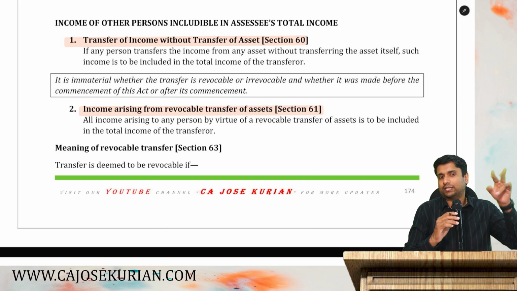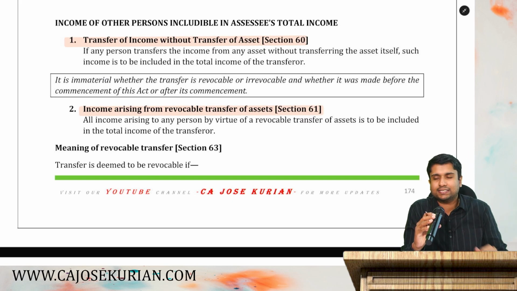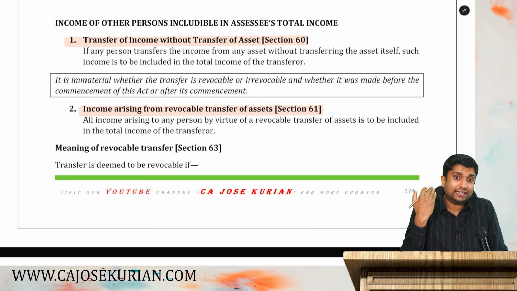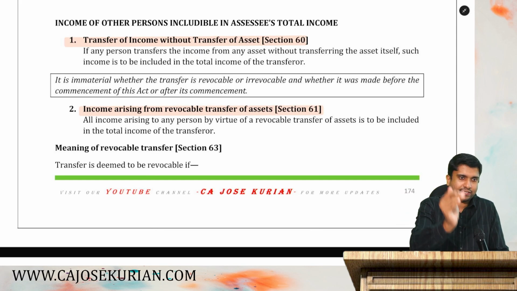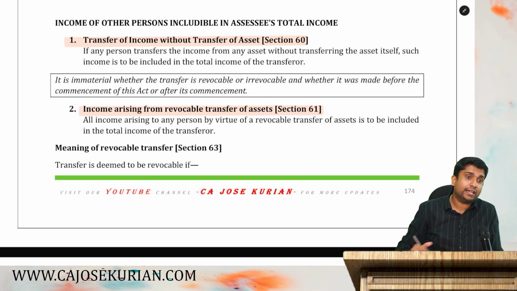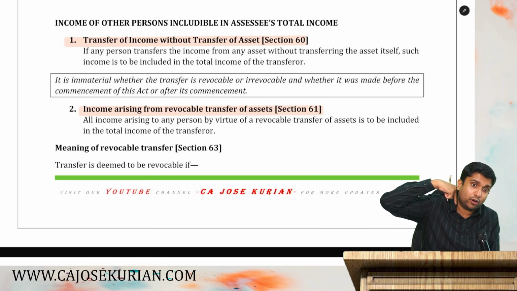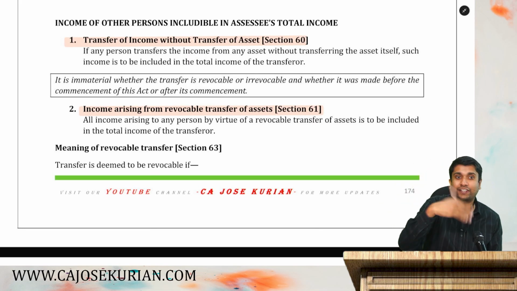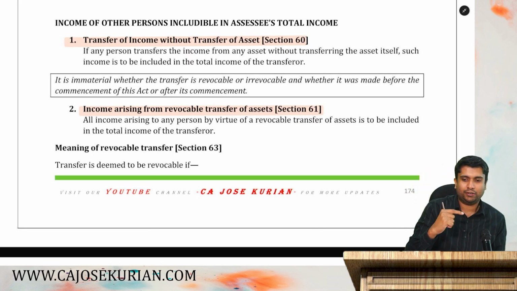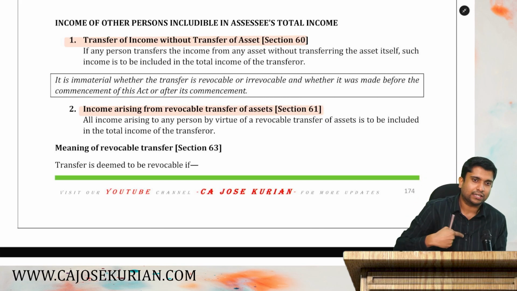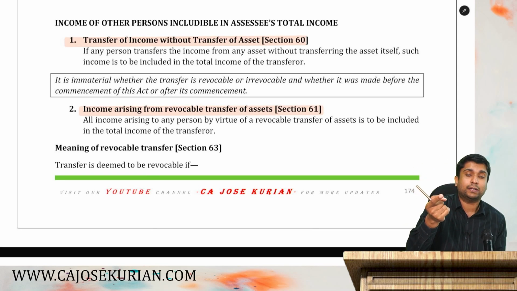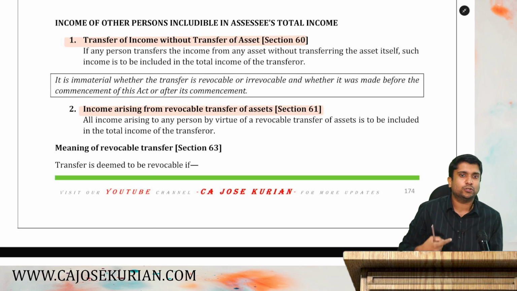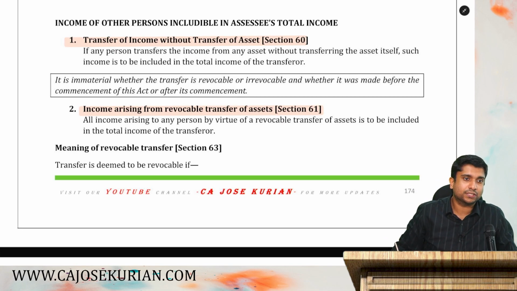So we have discussed two sections, section 60 and 61. What was section 60? Clubbing of income where there is no transfer of asset, only transfer of income. Scenario number 2, clubbing of income arising from revocable transfer of asset. Both have the same effect. Scenario number 1, you are not transferring the asset, only transferring the income: clubbed. Scenario number 2, you transfer the asset only for the sake of transferring it, because you have put a clause that you can revoke that transfer in future. In that case also the department will club that income in the hands of the original transferor.